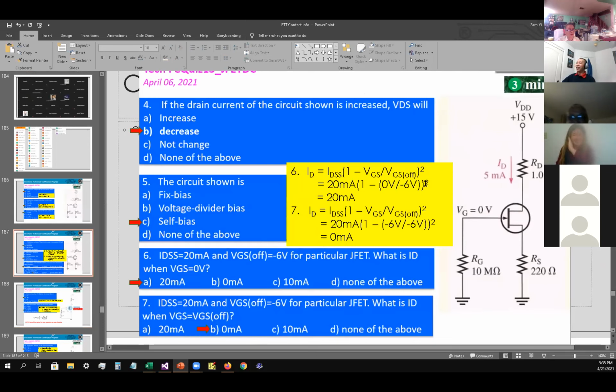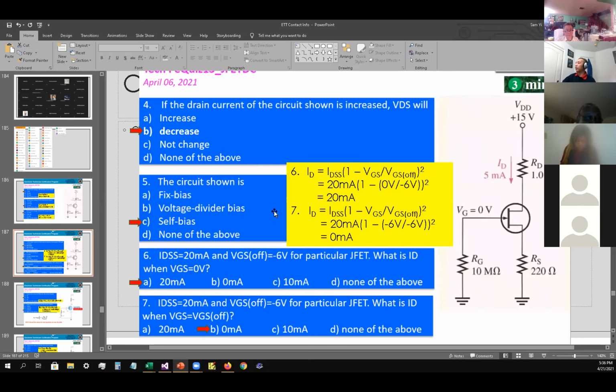Okay, so this one is just asking you, and this is from the handout. If the drain current of the circuit shown is increased, VDS will decrease. Okay. So if you look at the curve of the drain current, your drain current would increase, your VDS would decrease, and your current would increase.